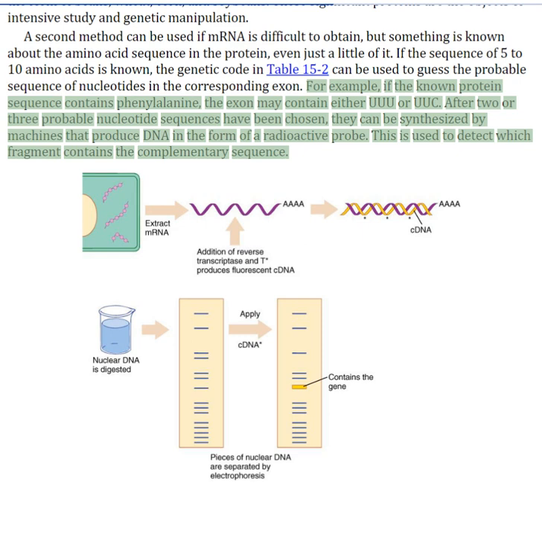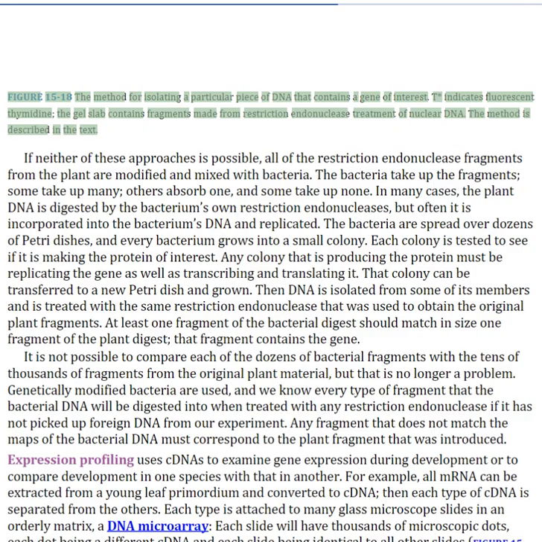After 2 or 3 probable nucleotide sequences have been chosen, they can be synthesized by machines that produce DNA in the form of a radioactive probe. This is used to detect which fragment contains the complementary sequence. Figure 15(18) The method for isolating a particular piece of DNA that contains a gene of interest. T indicates fluorescent thymidine. The gel slab contains fragments made from restriction endonuclease treatment of nuclear DNA. The method is described in the text.